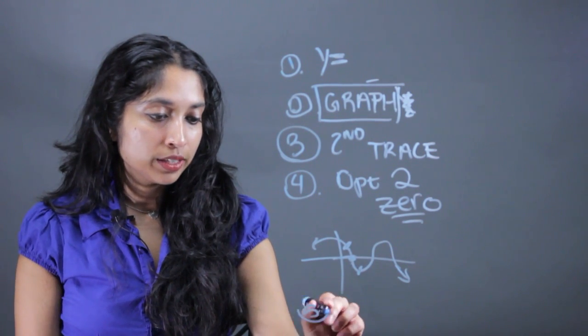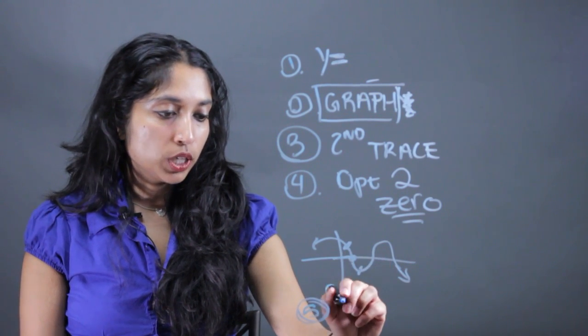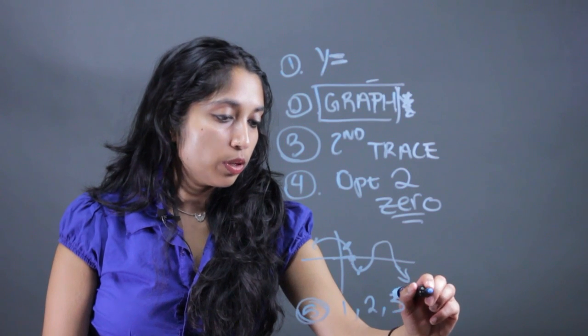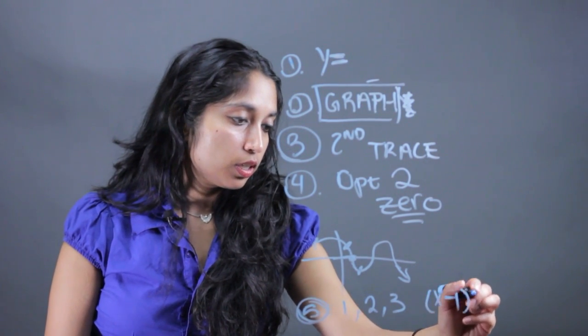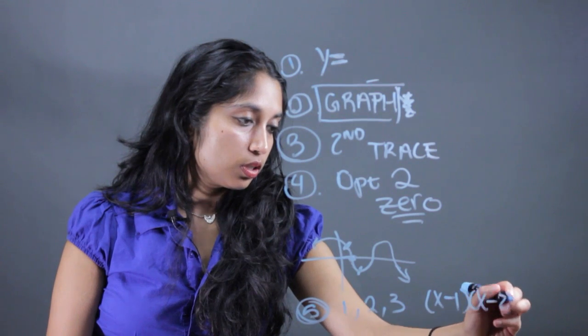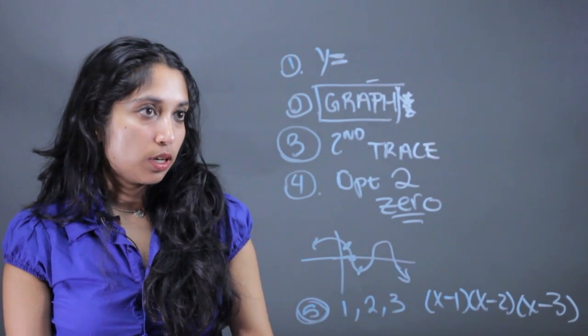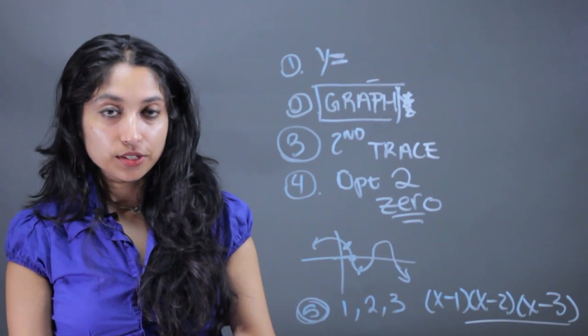So once you find all of your zeros, say, for example, our zeros were 1, 2, and 3, you can just rewrite that as x minus that value. So x minus 1 times x minus 2 times x minus 3 in this case would give us our polynomial. And that's how you would factor using a TI-84.